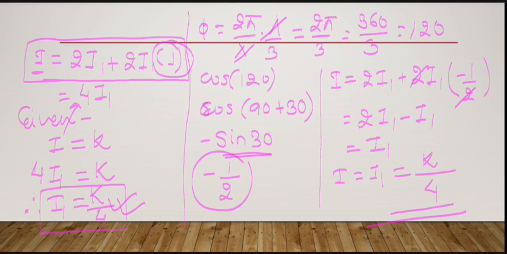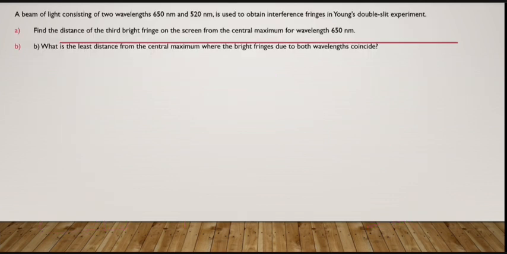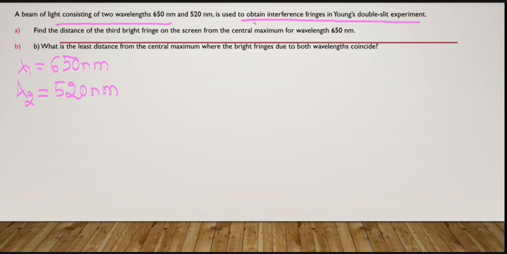Let's move to the next question here. Students, here we have been given that a beam of light consisting of two wavelengths, let us consider lambda 1 equal to 650 nanometers and lambda 2 equal to 520 nanometers, is used to obtain interference fringes in Young's double slit experiment. Then find the distance of the third bright fringe.